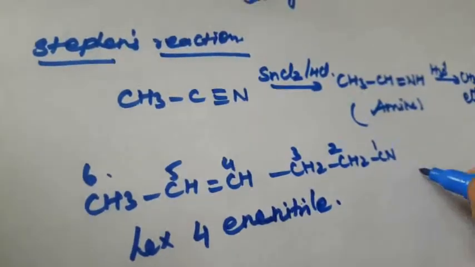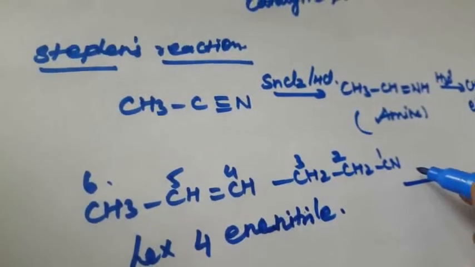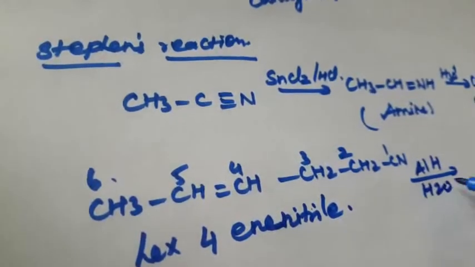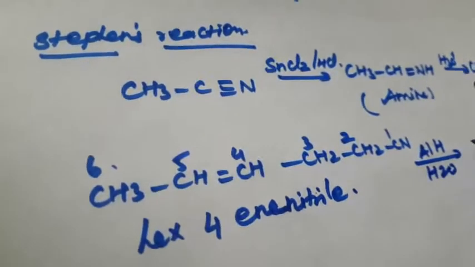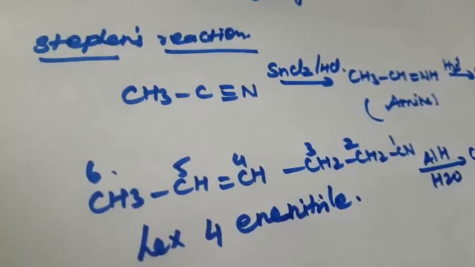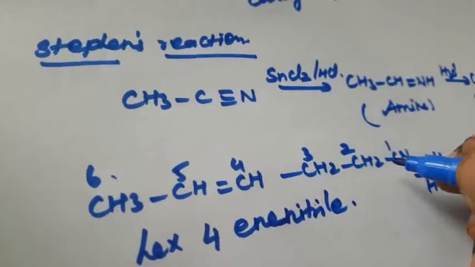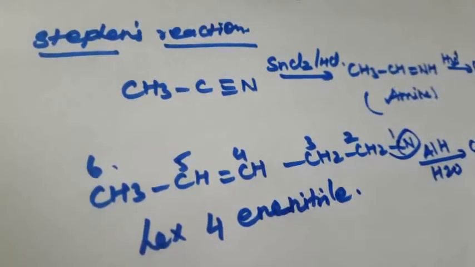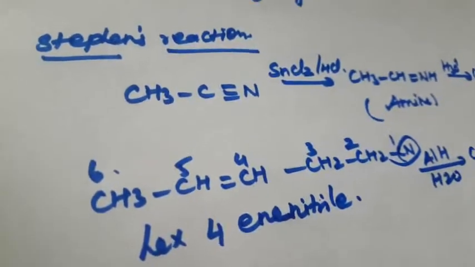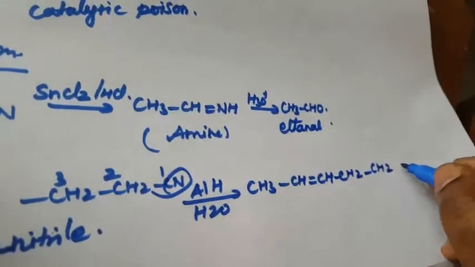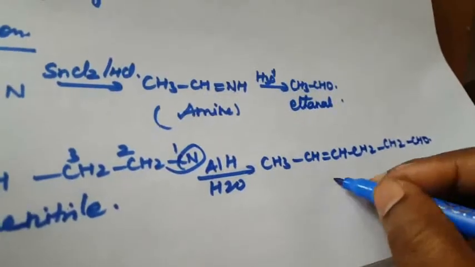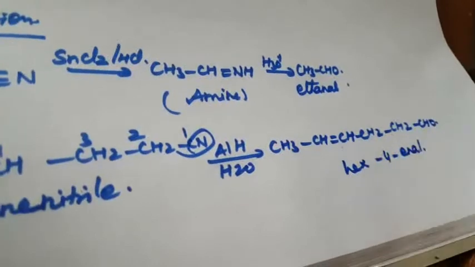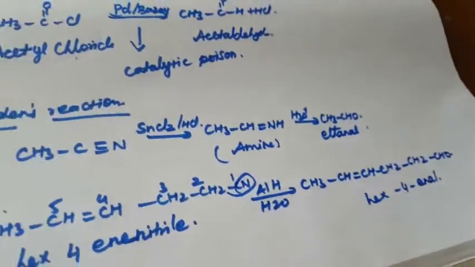Okay, in the presence of aluminum hydride and water, hydrolysis forms the aldehyde. An aldehyde compound will be formed. The remaining structure stays as it is, only this position changes into aldehyde. CH CH2 CH2 CHO. What is this compound name? Hex-4-enal. Okay, the fourth position contains a double bond, then enal.